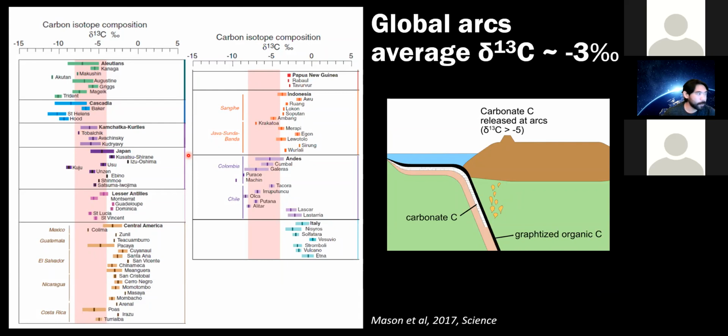What I'm showing here is a compilation of delta 13C measurements of CO2 emitted at some of these different arcs around the world. When they look at all these measurements around the world, they get a global arc flux-weighted average of delta 13C of around -3 per mil. And that is more positive than this canonical -5 value. So this could be suggesting that perhaps these arcs are being sourced by carbonates, preferentially to primordial carbon as well as organic carbon.